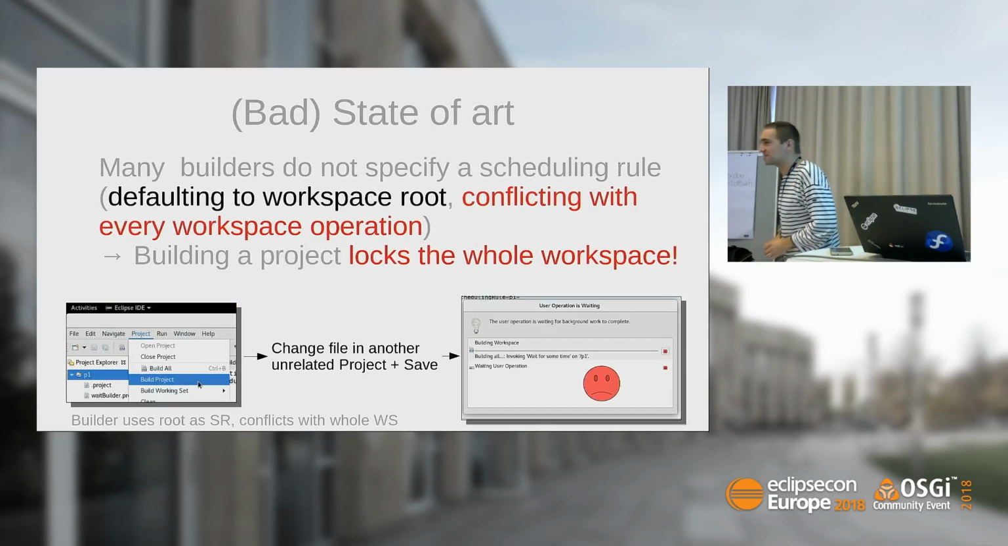And the first example is this extremely bad state of the art that has probably irritated millions of users in the world, is that many builders, most builders do not specify a scheduling rule. So they use the default workspace root scheduling rule. But the workspace root is the prefix of everything. It blocks every operation. If you have one build which is using the workspace root, you cannot save a file anywhere in the workspace. So this use case you see here, where a user builds one project, it can be a manual build or an auto build. One project starts building. As a user, I go to another project to modify an HTML file just for the fun.